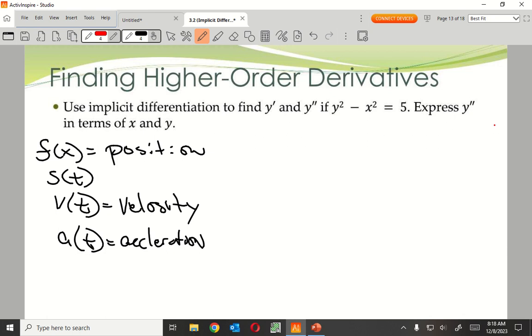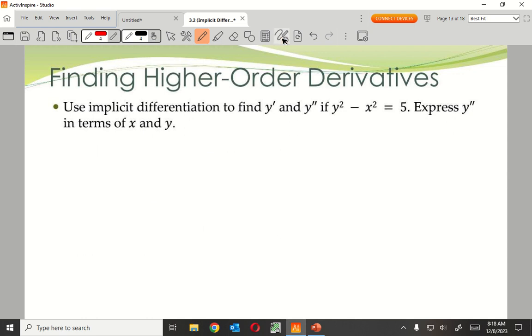They are useful. So we're going to go through this and do this again, but this time we're going to use implicit differentiation. I'm going to start off with y squared minus x squared equals 5, and we're going to do the first derivative here.